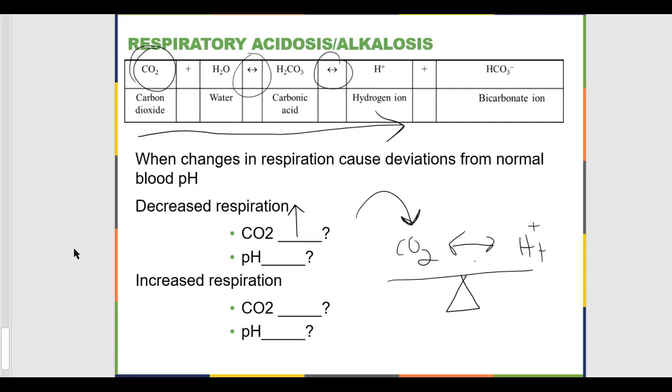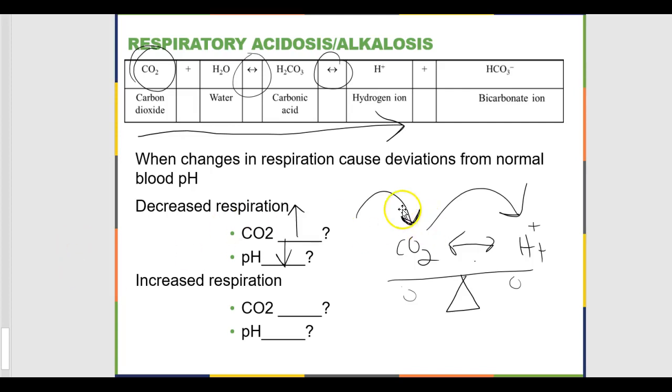So you're loading CO2 onto this side of the equation. That causes an imbalance or changes the ratio of what's here versus what's there. So the chemistry moves in that direction. So more CO2, more carbonic acid, more hydrogen ions, pH goes lower.